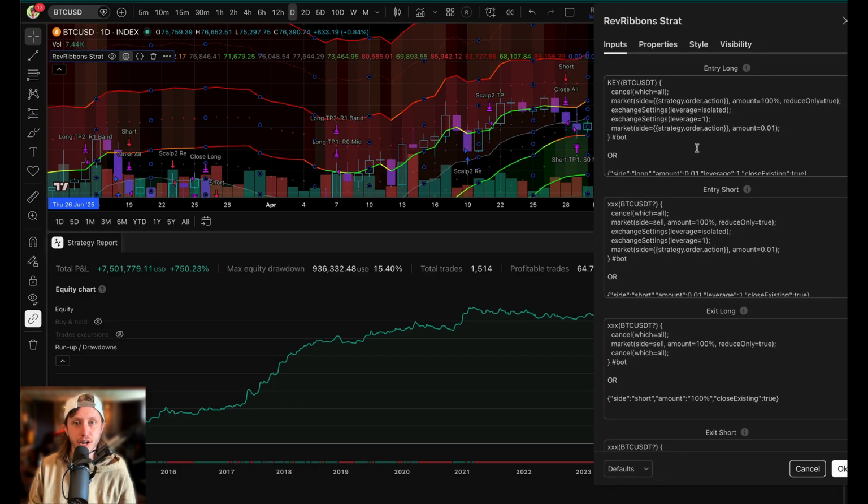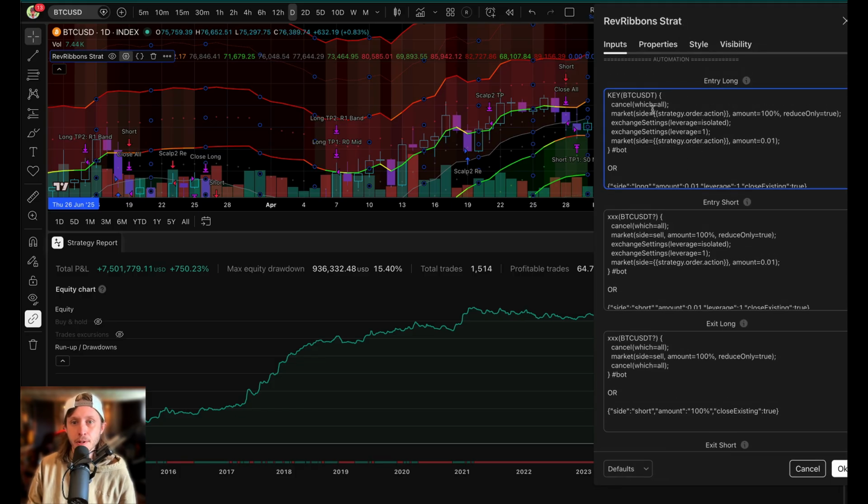Now, there's actually a couple tries, and we'll talk about the other one in a moment. The first thing I added was this flatten, kind of reduce only. What do you call that language? So say you were long. When you got a short signal, it has a reduce only language immediately. That's the first thing that it receives.